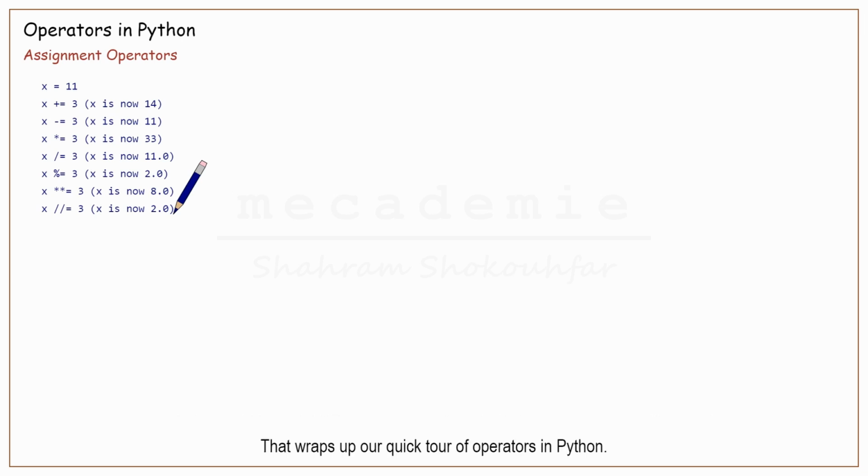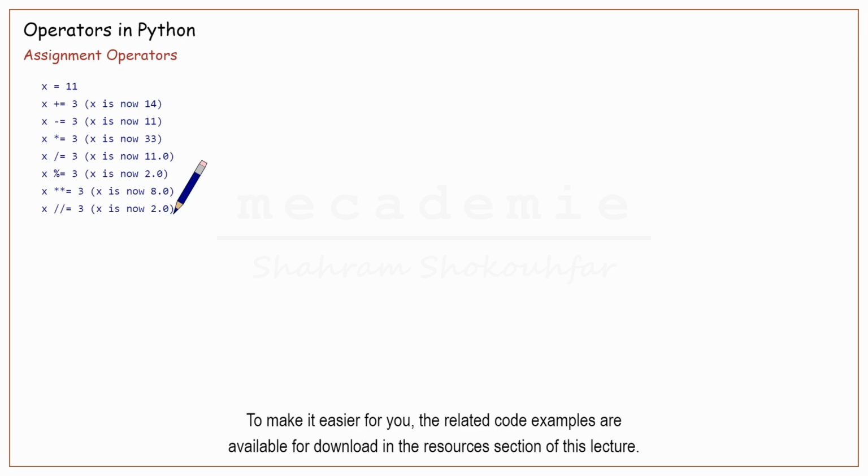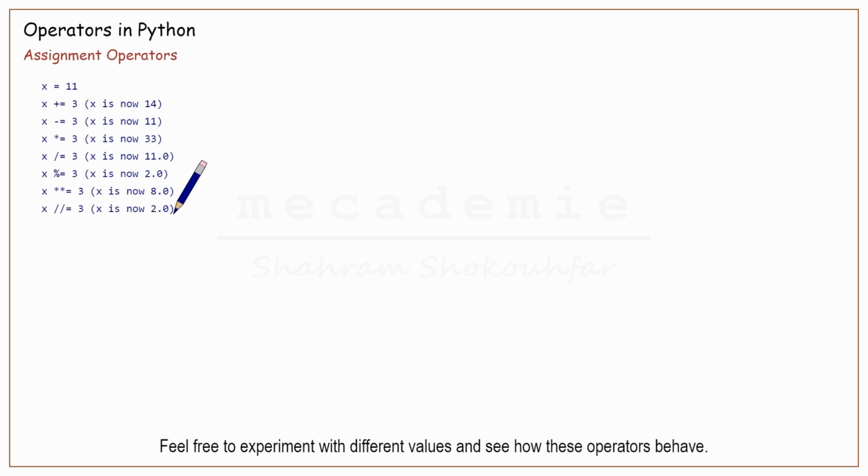That wraps up our quick tour of operators in Python. These operators are fundamental to performing any operation on data. I encourage you to try out these operators in Python yourself. To make it easier for you, the related code examples are available for download in the resources section of this lecture. Feel free to experiment with different values and see how these operators behave. In our next session, we'll explore control flow, where these operators will play a crucial role.